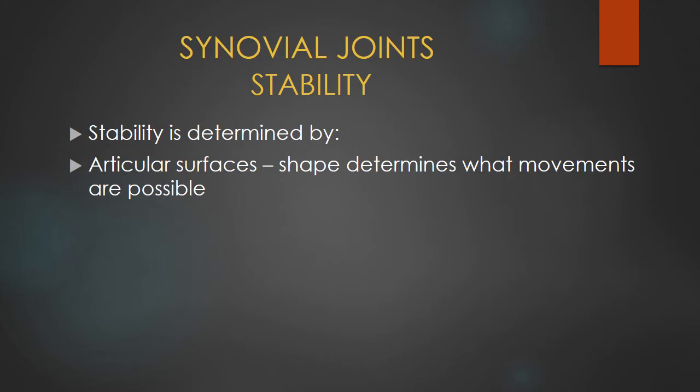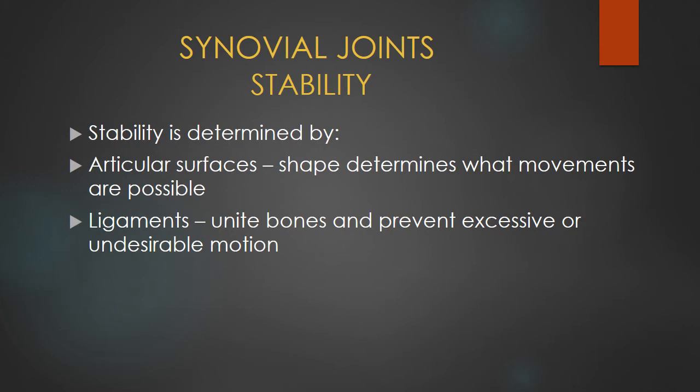And so this creates a much more stable joint for weight-bearing purposes. But what we gain in stability, we sacrifice in mobility. And that stability is largely governed by the shape of the articular surfaces.